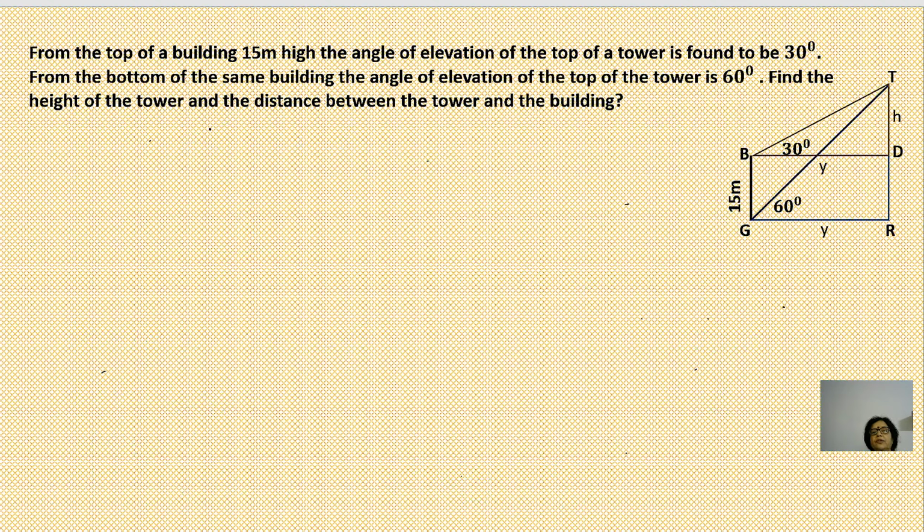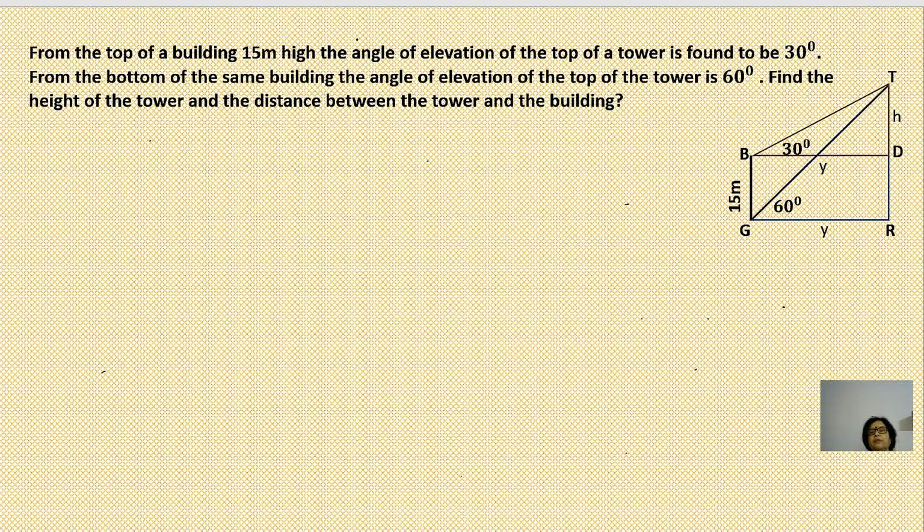Next question is, from the top of a building 15 meter high, the angle of elevation of the top of a tower is found to be 30 degree. From the bottom of the same building, the angle of elevation of the top of the tower is 60 degree. Find the height of the tower and the distance between the tower and the building. So here we have a building and a tower. And the question itself suggests, of course, logically also the tower will be of a greater height than the building.